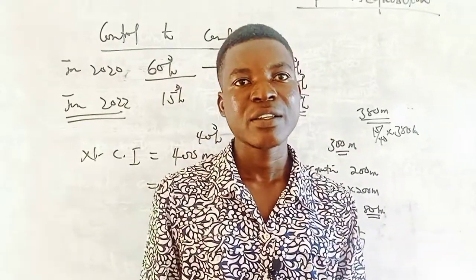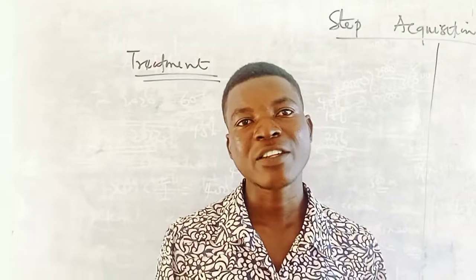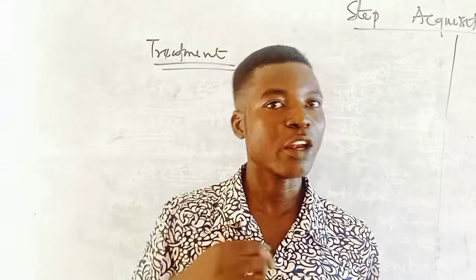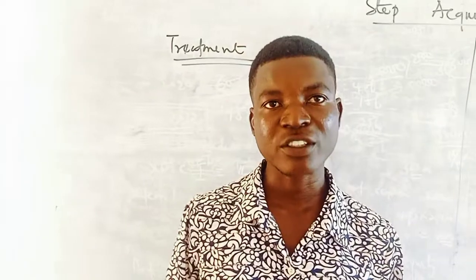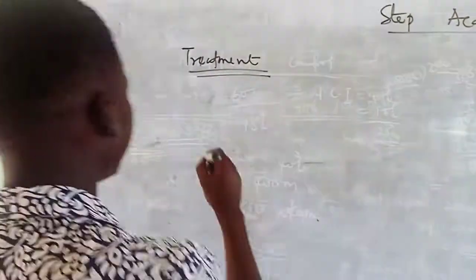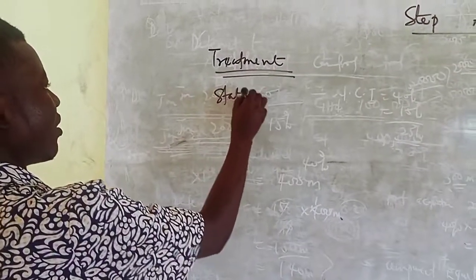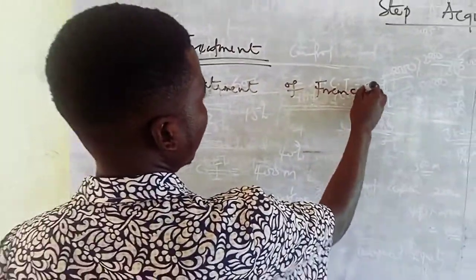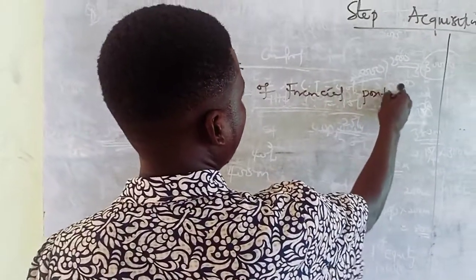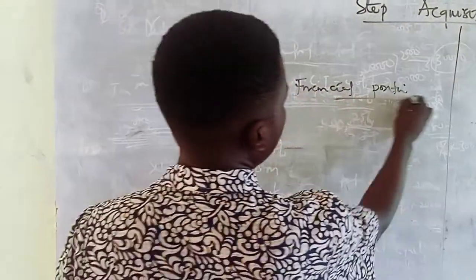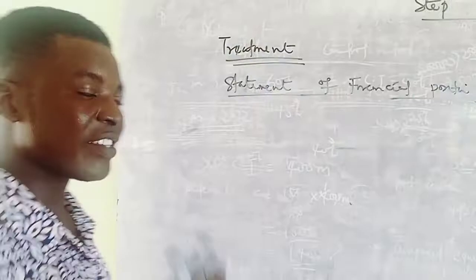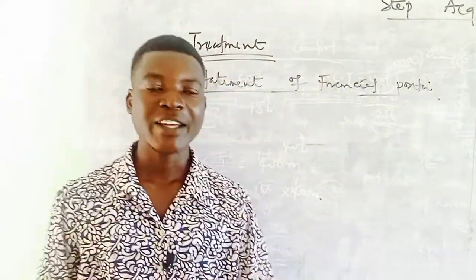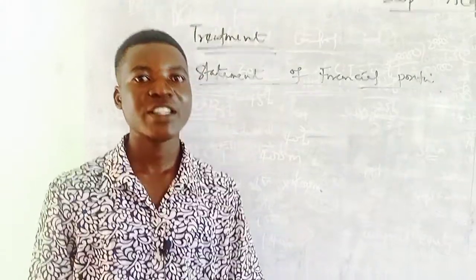That is it. Okay, so we are going to look at the treatment of step acquisition issues in the statement of financial position and also in the statement of profit or loss accounts. So let's take the statement of financial position first. The first thing that you need to do is ask yourself, when were the additional shares acquired?